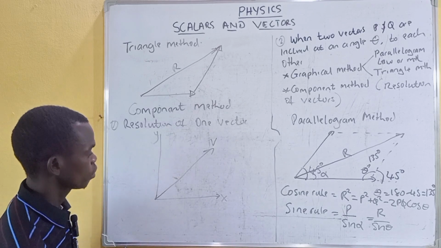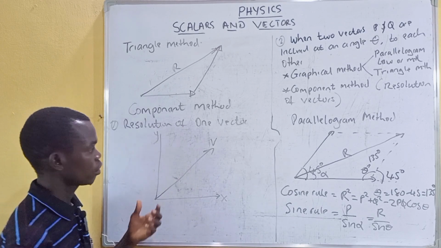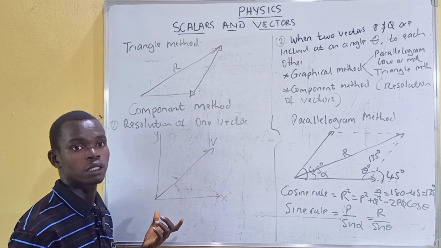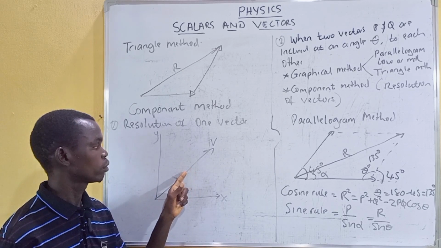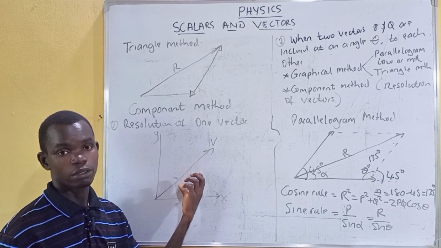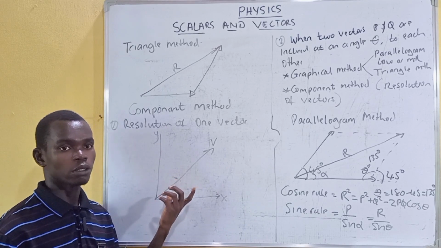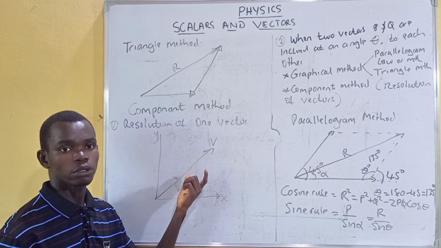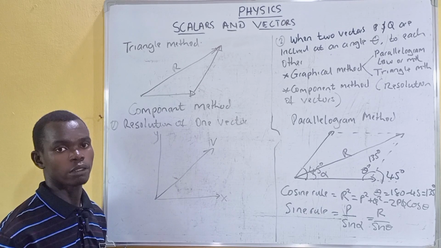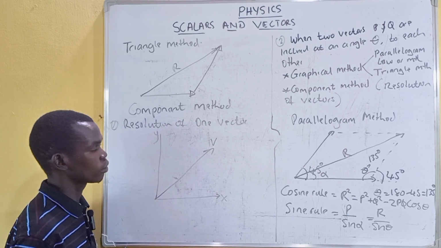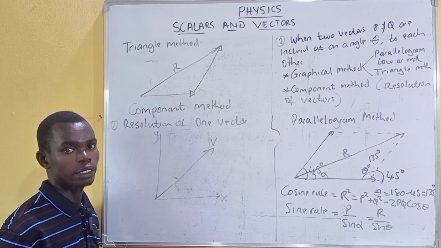When you look at this vector, it is acting as a horizontal vector. Under this resolution of one vector, this involves the breaking down of this single vector into its component parts. This is the reverse process of finding two vectors which have the same effect as this vector. The component of the vector in a given direction is its effective value in that direction.